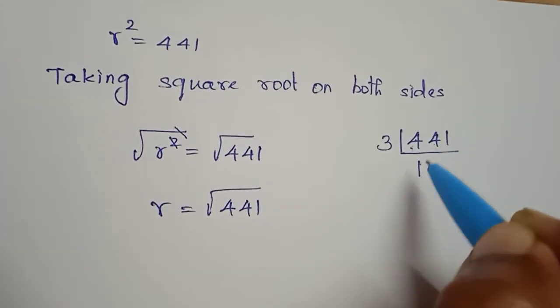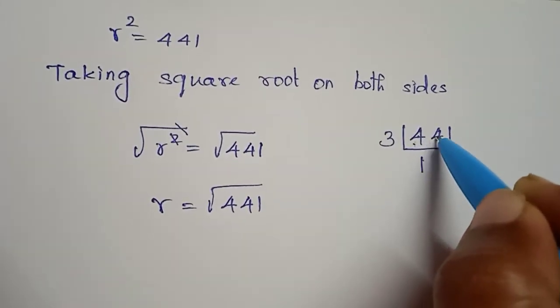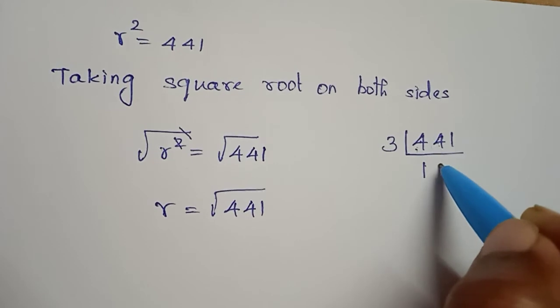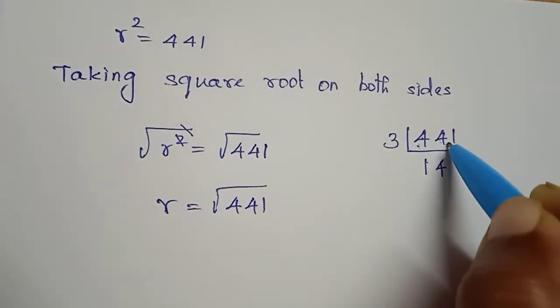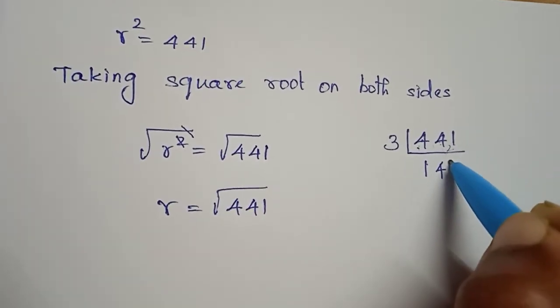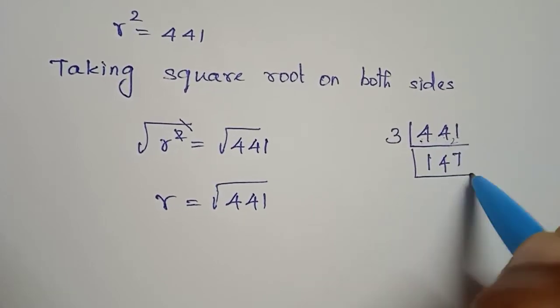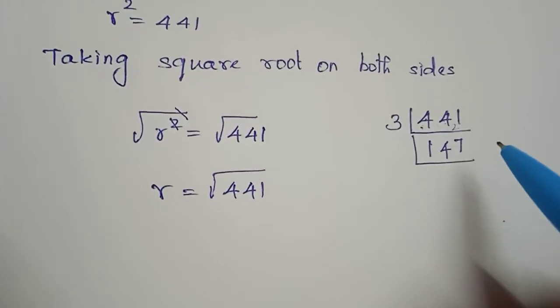In 4 we have 1 time 3. Remaining 1, it is 14. In 14 we have 4 times 3. Remaining 2. In 21 we have 7 times. Now it can be divisible by 7.